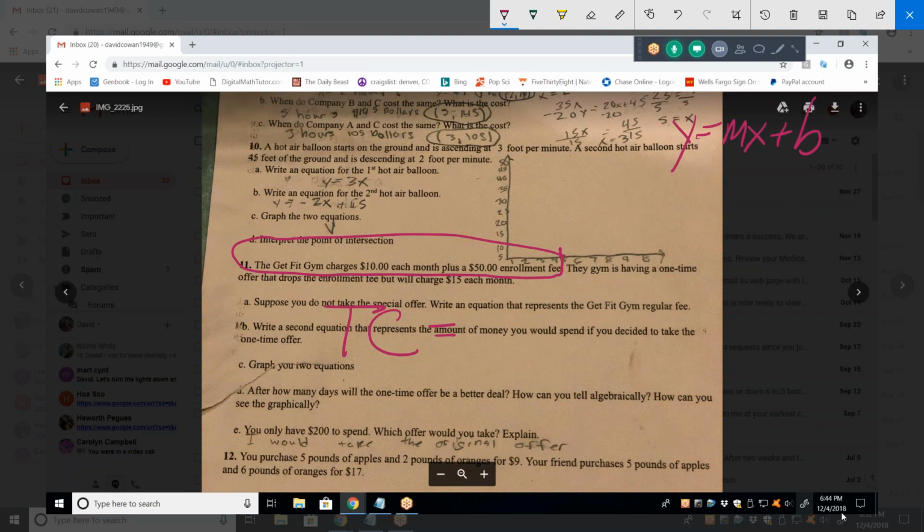Okay. Well, let's start off by trying to define a variable. What should x represent? That's always the first way, really, to start out word problems. X should represent the gym, like where both gyms meet? No. X represents how many months you're going to use it. In other words, the number of months.